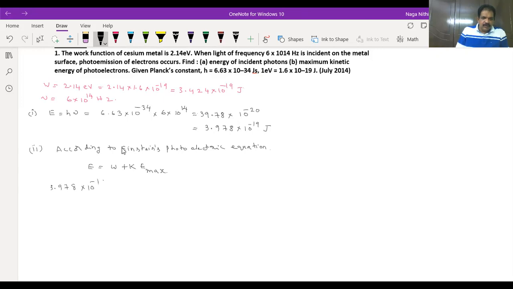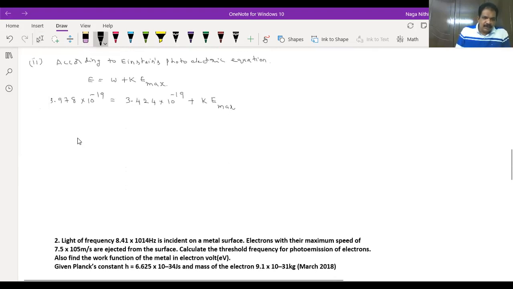3.978 into 10 power minus 19. W value will be 3.424 into 10 power minus 19 plus Ke maximum. Then Ke maximum value will be Ke max is equal to 3.978 minus 3.424 into 10 power minus 19. We can take common. So this value is 0.55 into 10 power minus 19 joules. This is the kinetic energy.